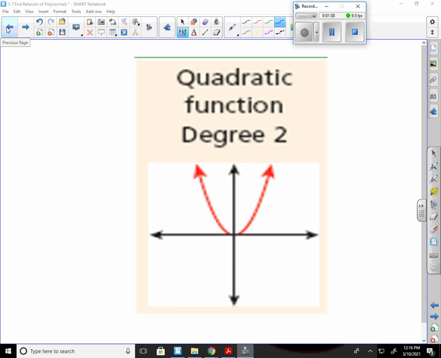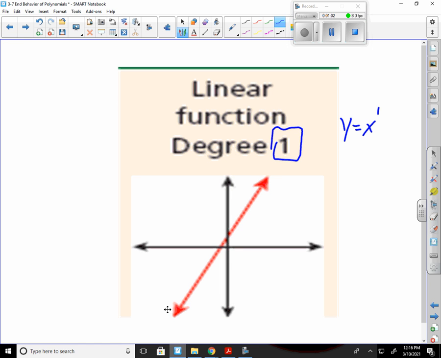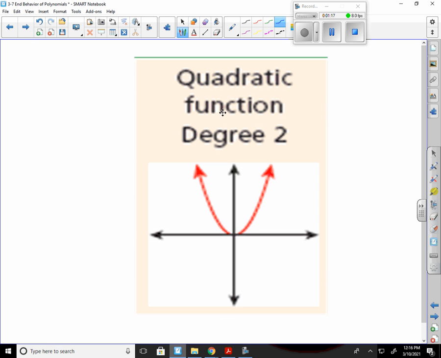We should probably go back to the linear to discuss something. You'll notice the linear either goes from left at the bottom and up to the right. You could also go left to right and down, and that would be if we had a negative number in front of here. If I'm looking at a quadratic function, this one is up on this side and goes up on this side. This has a degree of 2. This would be like y equals x squared.